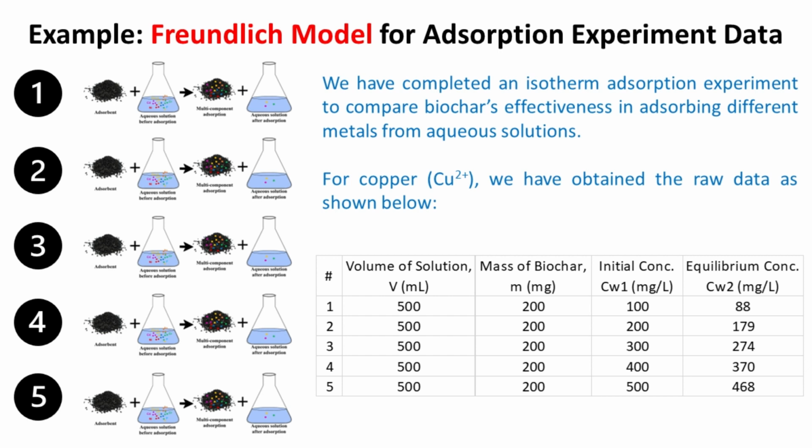Problem statement. Let's say that we have completed the isotherm adsorption experiment to compare biochar's effectiveness in adsorbing different metals from aqueous solutions, and we have obtained the raw data as shown on the page. The volume of the solution is consistently 500 milliliters, and the same mass of biochar of 200 milligrams is used for the adsorption. However, the initial concentrations of copper in these solutions are different, resulting in their different equilibrium concentrations.